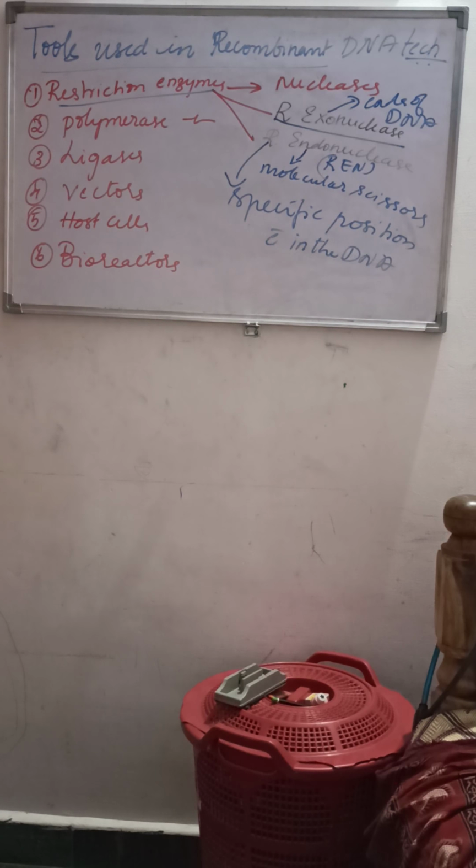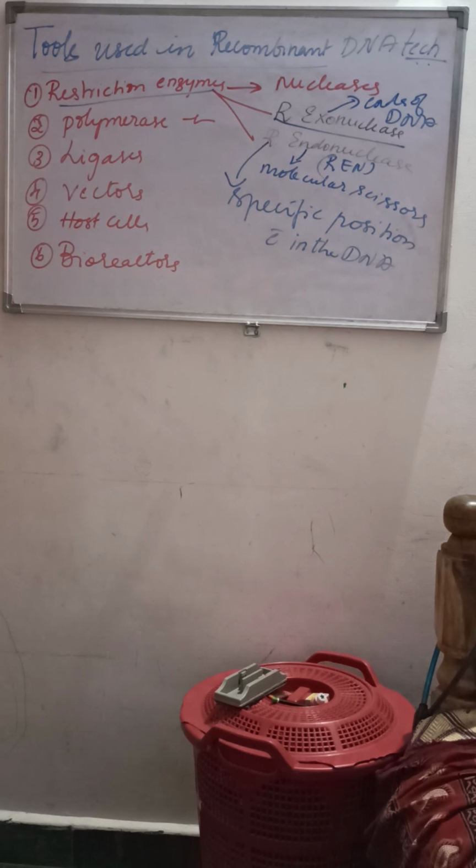So I hope you got to know the difference between restriction exonuclease, which will remove the nucleotide from the end of the DNA, whereas the restriction endonuclease will cut at a specific position within the DNA, right? So this is the difference between the restriction endonuclease and the restriction exonuclease, right?